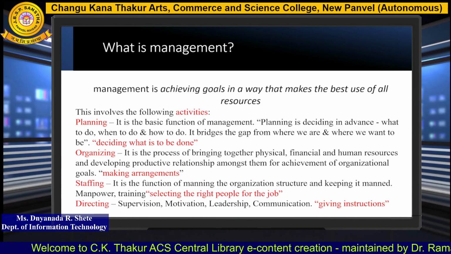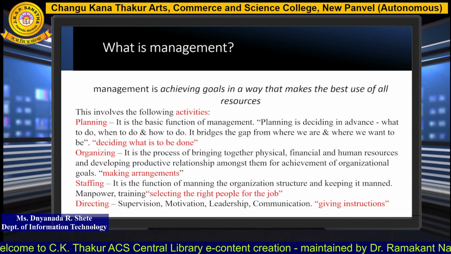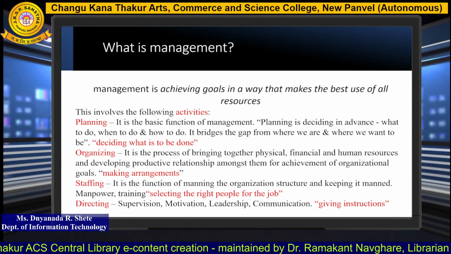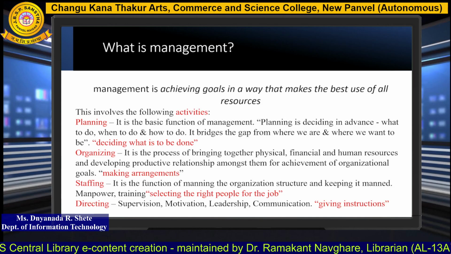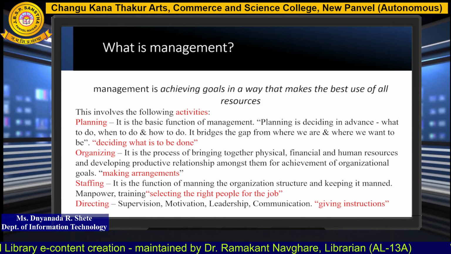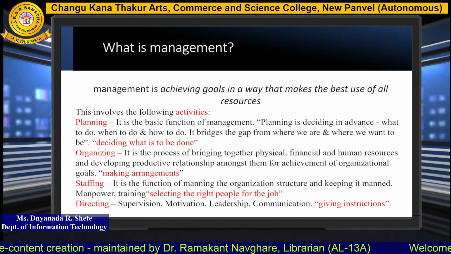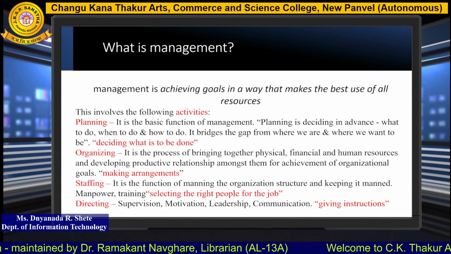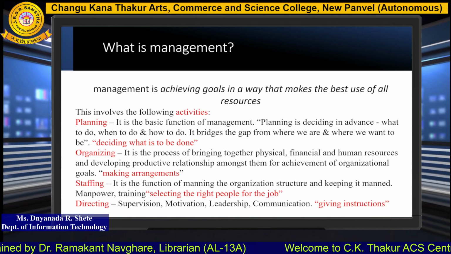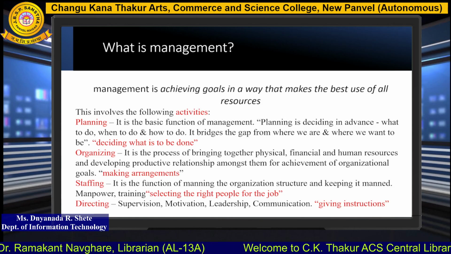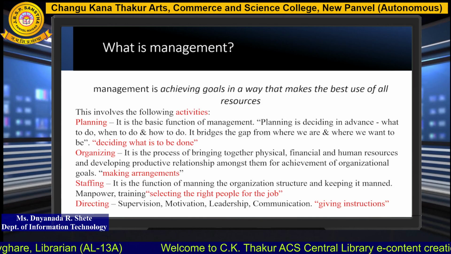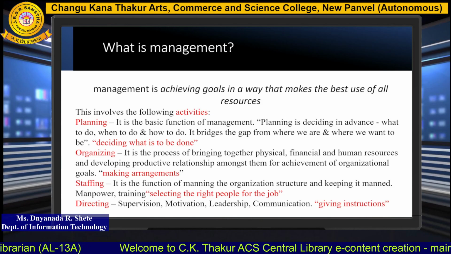Second one is organizing. Organizing means making arrangements. Making arrangements means bringing together physical, financial and human resources and developing productive relationships among them for the achievement of organization goals. Next one is staffing. Staffing means selecting the right people for the job, means team selection. It is a function of manning the organization structure and keeping it manned, with training.